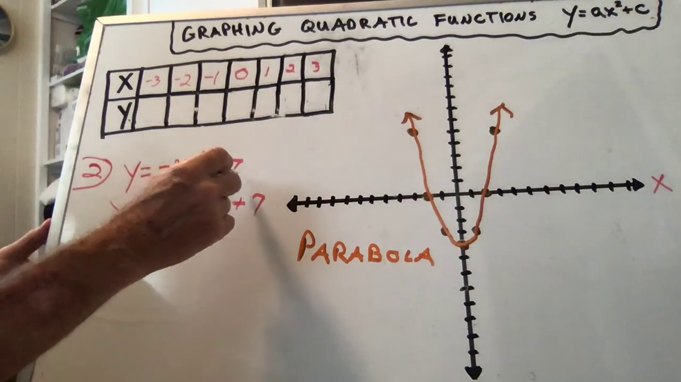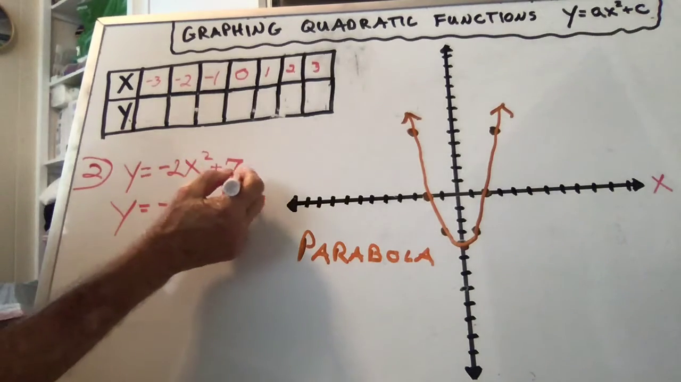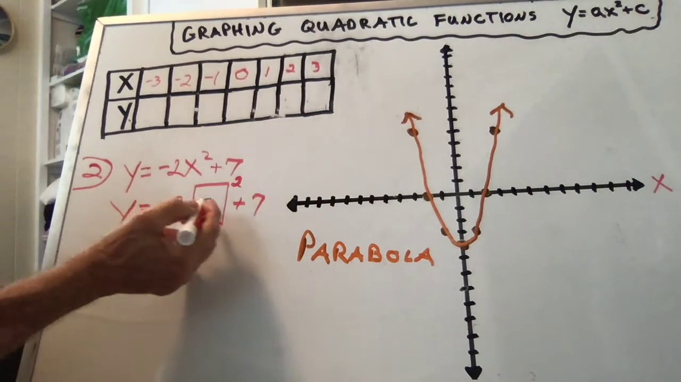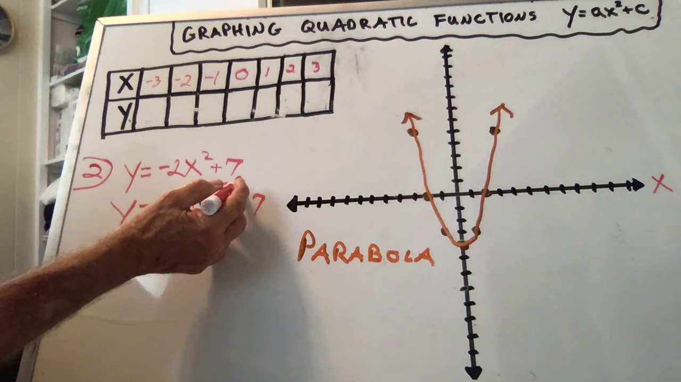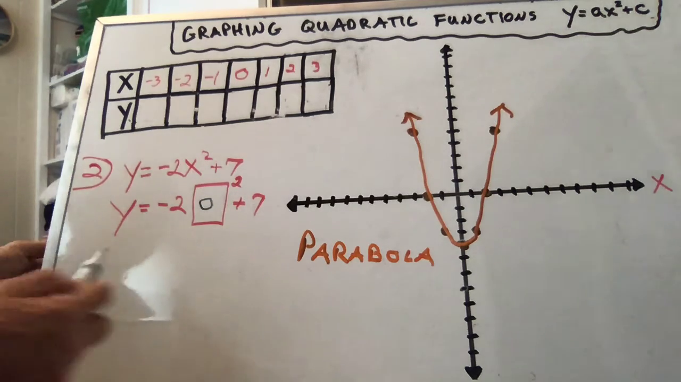Okay, we forgot to put the squared, Mr. Pat. Thank you for catching that. It's negative 2x squared. I forgot that squared right there. Make sure you do not forget. If you did, stop and add it in now. Very important. Bad thing to forget.